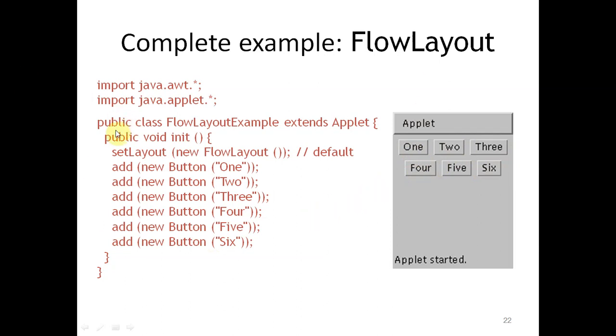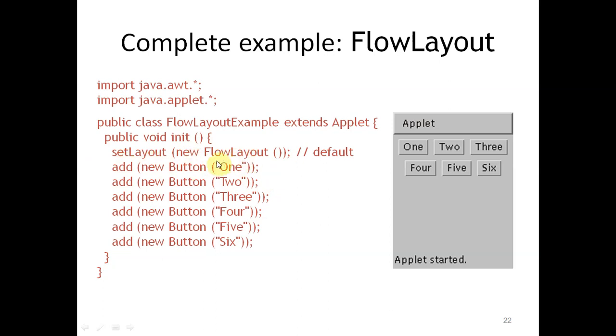And you can see the program, public class FlowLayoutExample extends Applet. So this is displayed on the applet, and init is the function. And we have mentioned here setLayout, new FlowLayout. And we have mentioned here the layout. So this is the function setLayout, and we have configured here the layout will be flow layout.